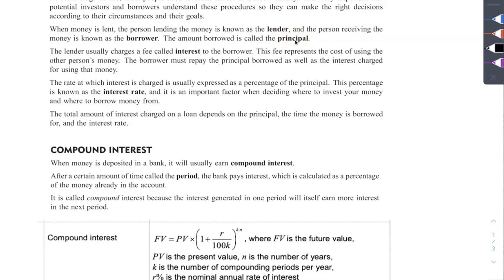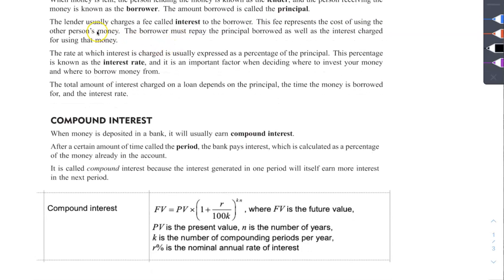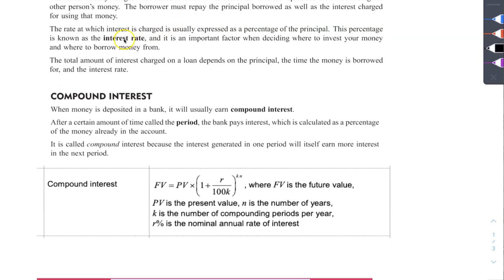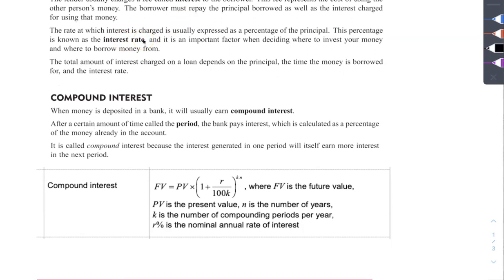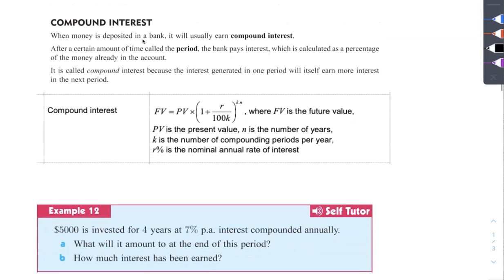Principal is just your deposit, how much you borrow, all that good stuff. The person lending the money will usually charge you a fee. It's called interest, and then the interest rate is how much they charge per period. Now we're going to first talk about compound interest.